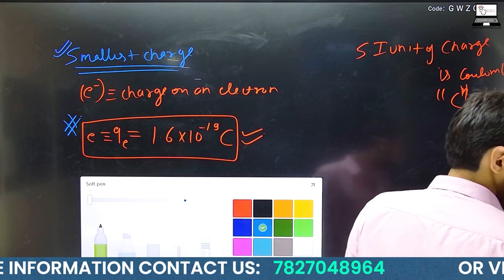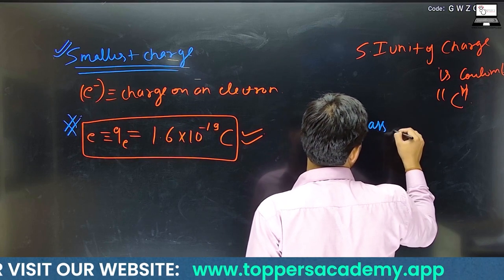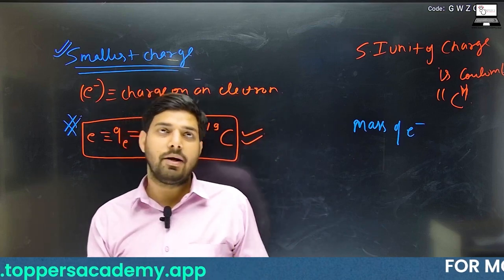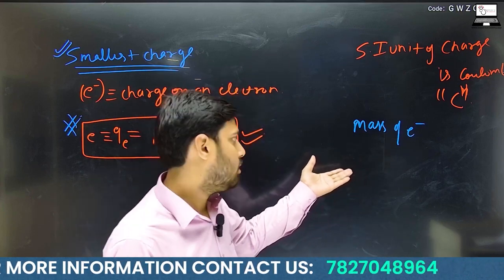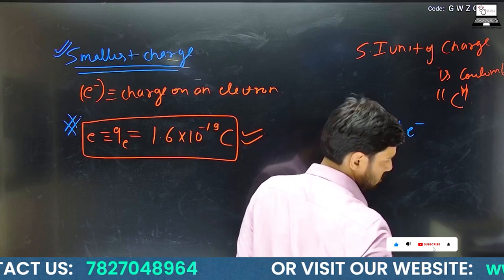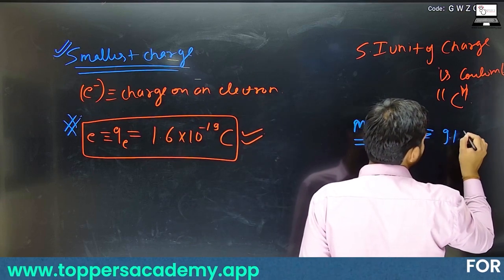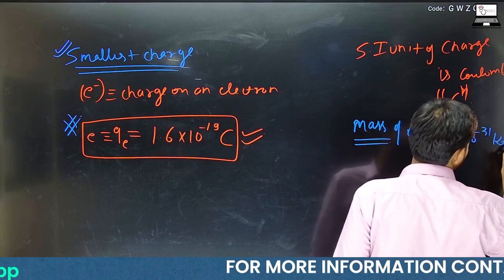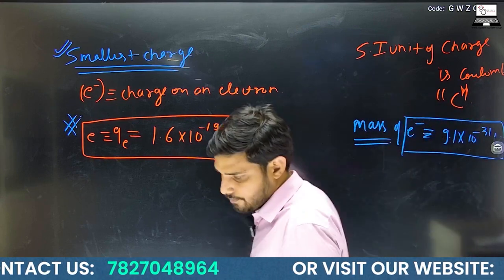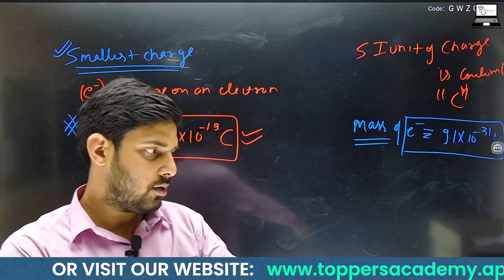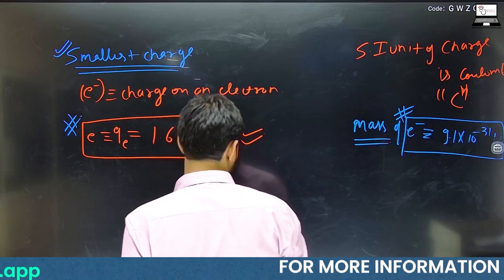Now let's talk about something more, that is the mass of an electron. What is the mass of an electron? If electron is matter, and matter is made up of electrons, protons and neutrons, then it must consist of some charge. Yes, but it must also consist of mass. What is the mass of an electron? It is so small, 9.1 into 10 to the power minus 31 kg. But it is such a small quantity that sometimes we also neglect it in further chapters. But for now, remember this value of the mass of an electron. Clear?